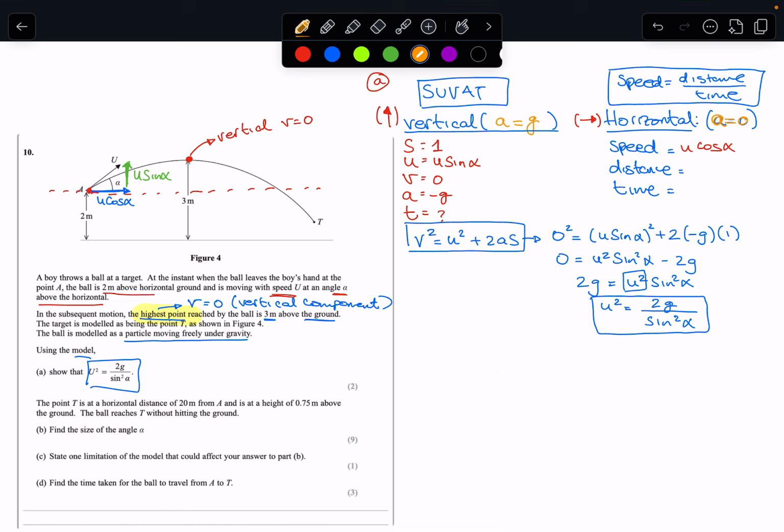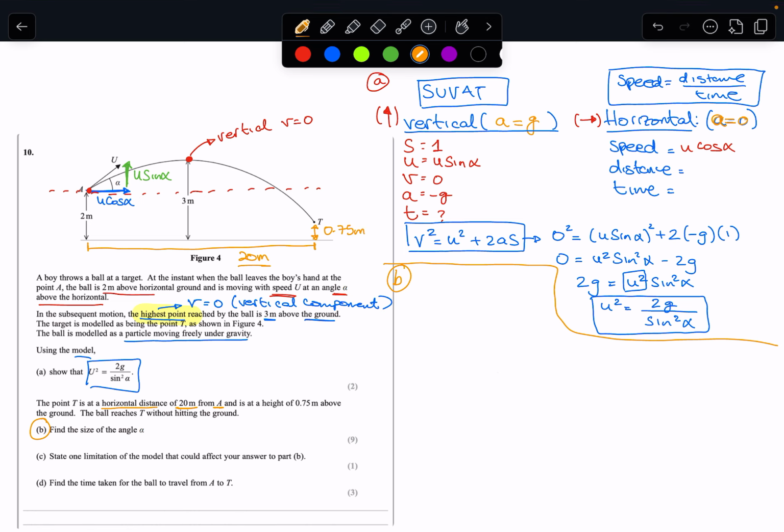So now let's move on to part B. Let's have a look what we need to do for part B. Part B is telling us the point T is at a horizontal distance of 20 meters from A. So from A to T, the horizontal distance will be 20 meters. That's very important. And at a height of 0.75 meters above the ground. So from there to there, the distance is 0.75 meters.